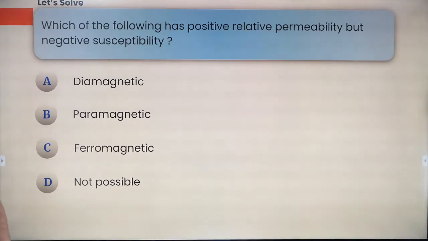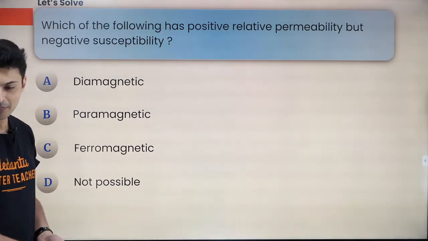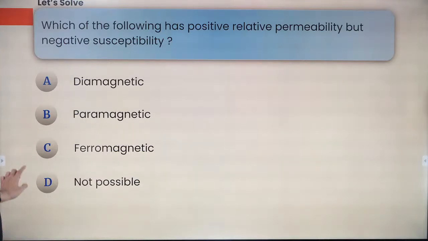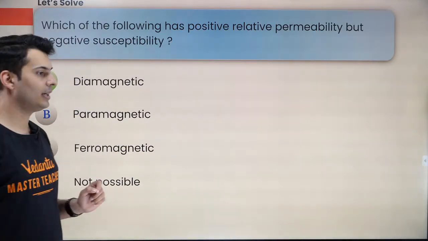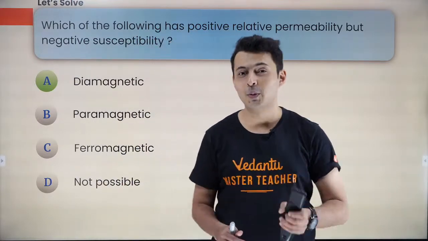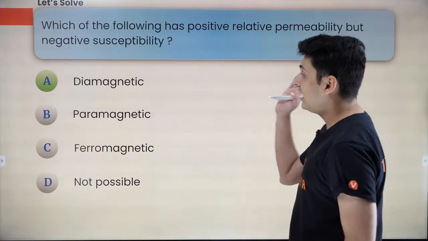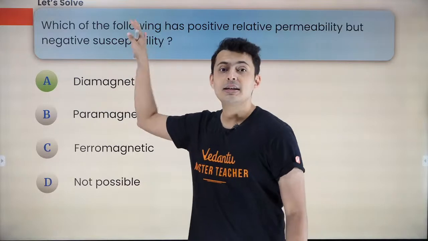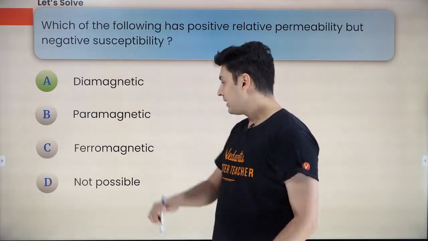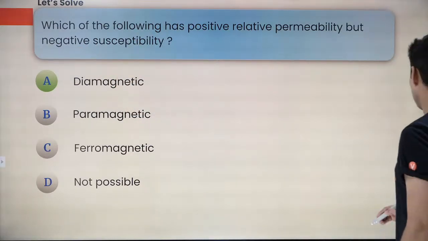Okay. Guys, I think you have forgotten. The answer is A, diamagnetic. I just told you. I think you just forgot. For diamagnetic, susceptibility is negative. See guys, after this you will not forget.